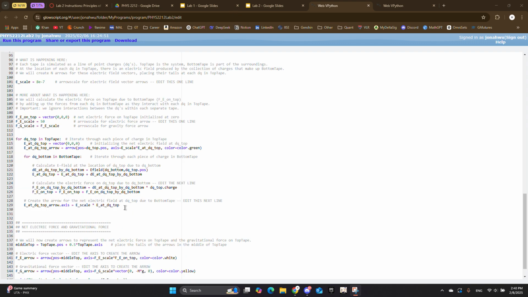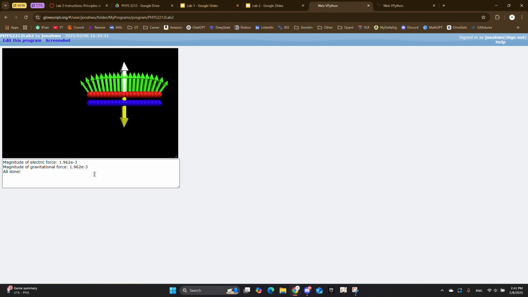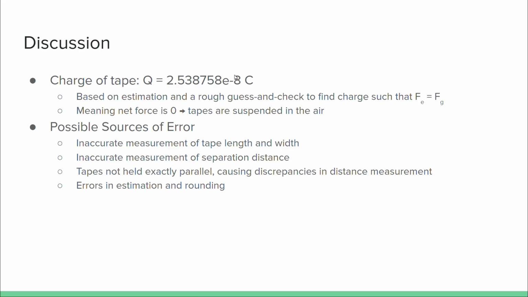Here we calculate the total electric field on the top tape, and at the bottom we calculate the total electric force and the gravitational force and show that they're equal to each other. So when I run the program, the magnitudes will be equal to each other. As you can see, they're both equal to 1.962 times 10 to the negative 3. Overall, we found that the charge of the tape was around 2.54 times 10 to the negative 8 coulombs, and this is based on an estimation and a rough guess and check method to find a charge such that the electric force is equal to the gravitational force. This means that the net force is 0 and the tapes are suspended in the air.